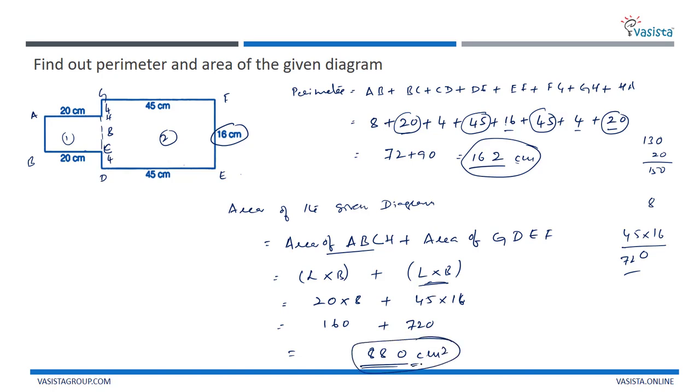This is what the answer is. This is area and this is perimeter. Hope you understood. This is area.